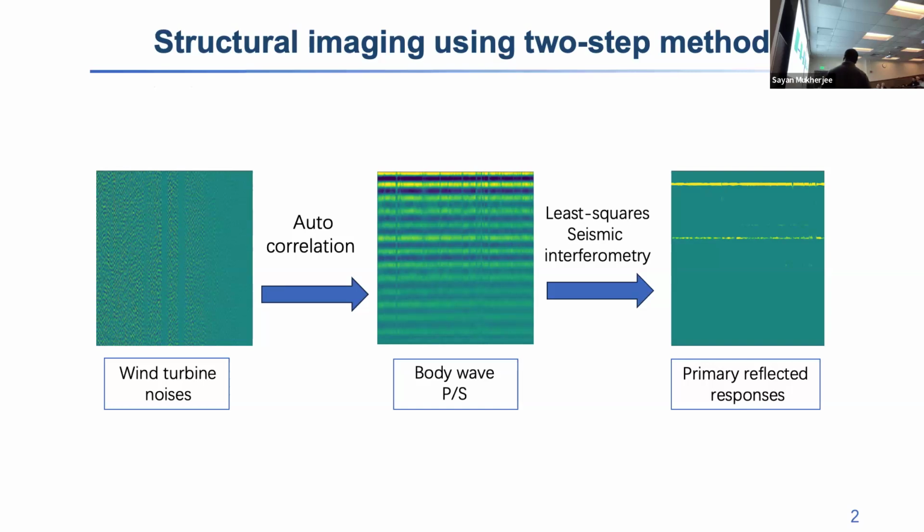And you can see there are lots of periodic signals here. They are the free surface multiples. So we further propose inversion-based seismic interferometry to remove these multiples and to invert the primary reflected response, to help figure out the subsurface structures. Both of these two steps are very interesting and very challenging. And now we will focus on the first step.